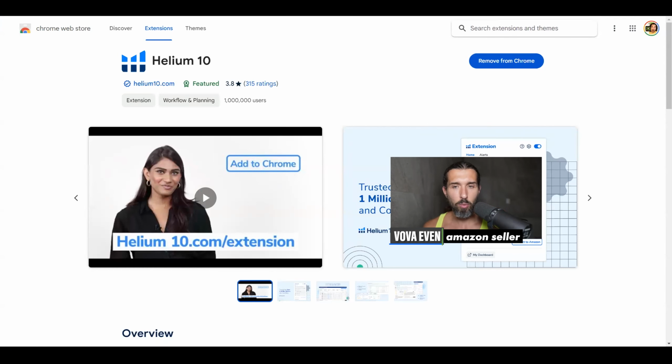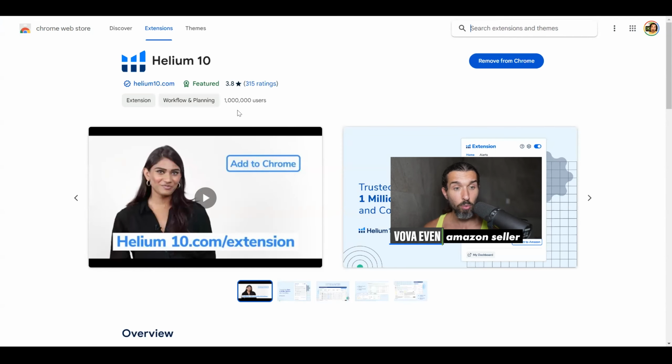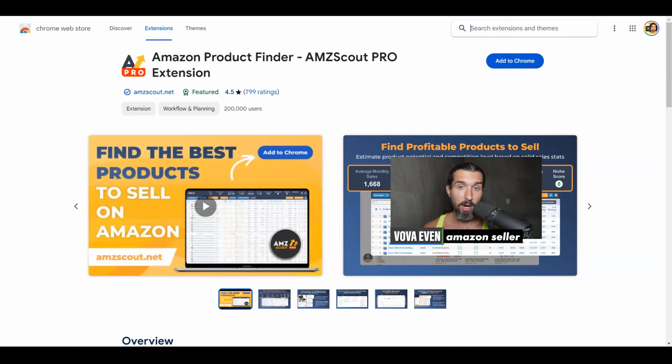The other option that is quite popular is the AMZScout extension. It actually has even more ratings here. I think it's the top rated extension, well, at least among the ones that we're seeing here. Although there are way more users for Helium 10, over 1 million users for the Helium 10 one, 400,000 for Jungle Scout, and for our second option, AMZScout, 200,000 users.